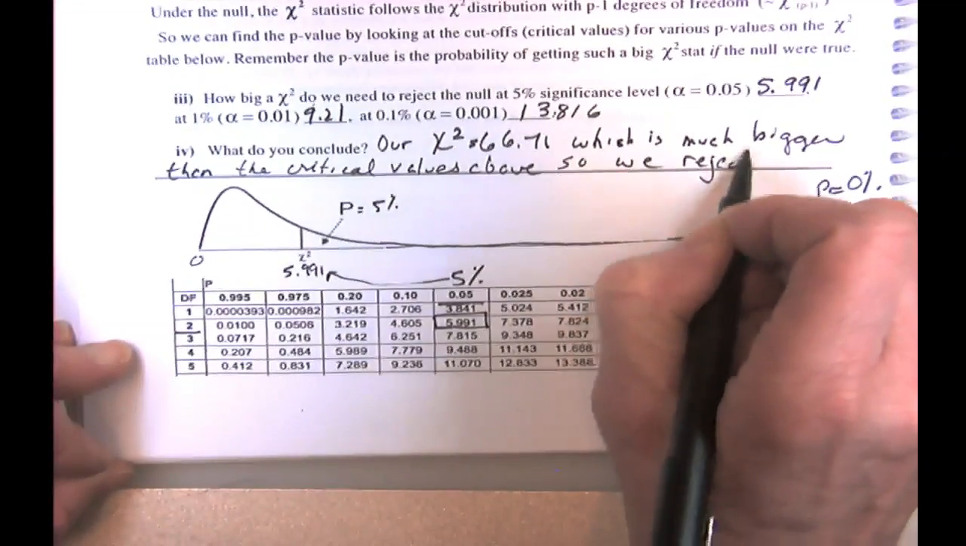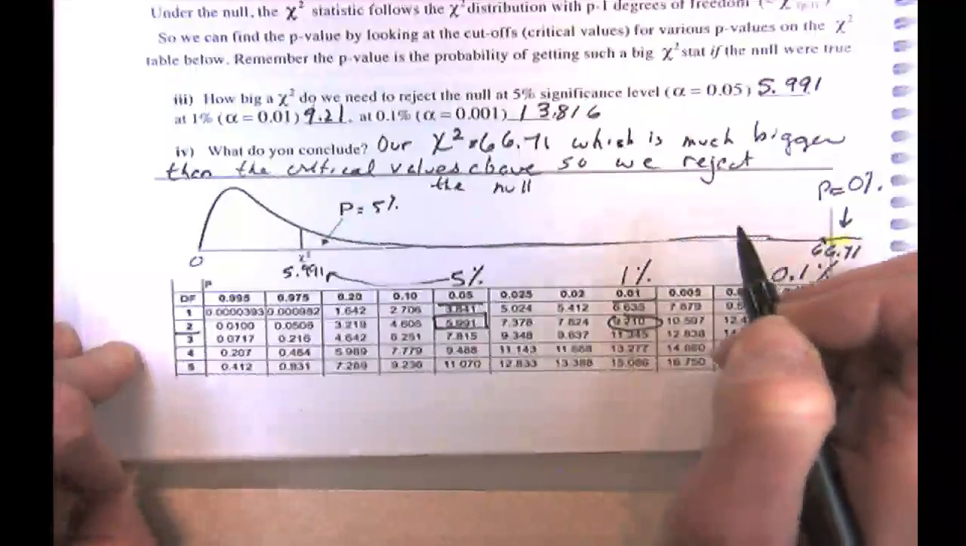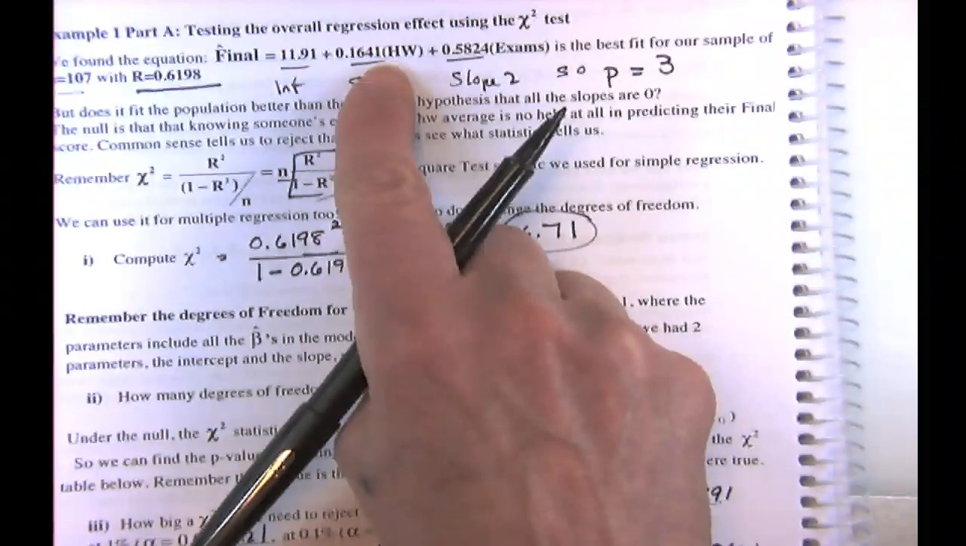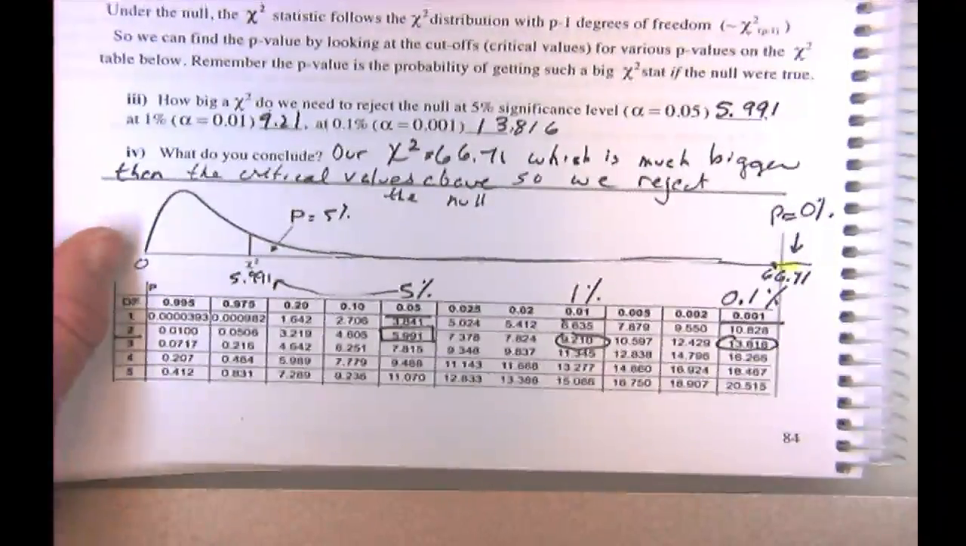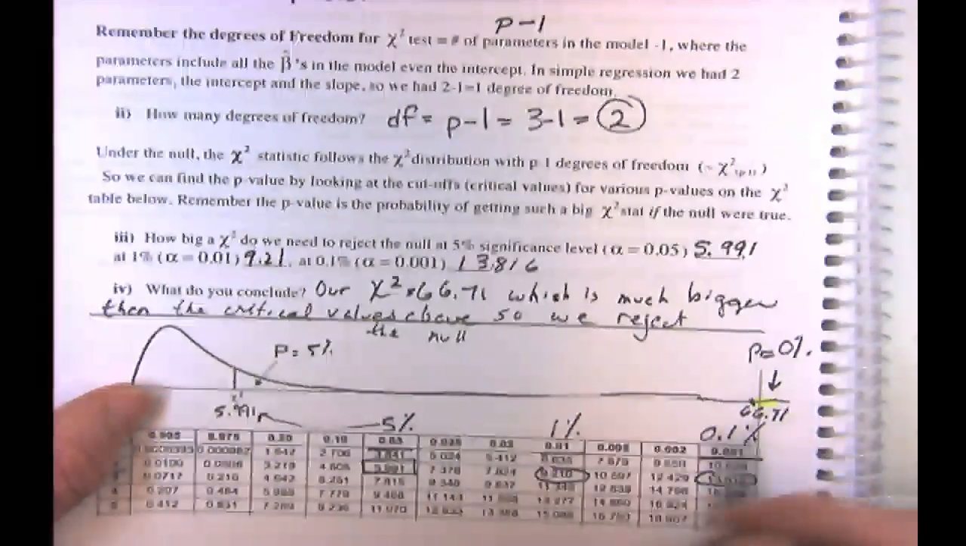So we reject the null, which said all the slopes were 0, the homework and exams. When we reject it, it means there's something in the model: at least one, maybe homework, maybe exams, probably both, is significant.